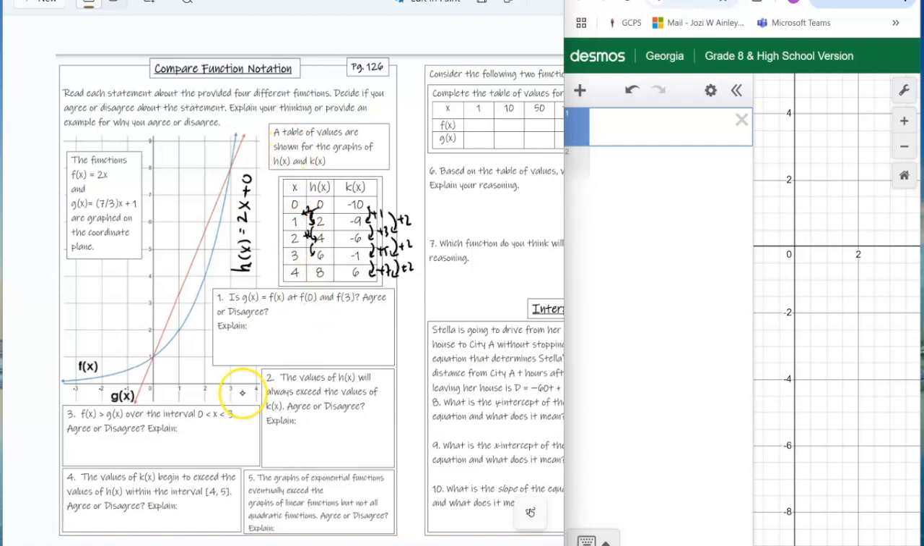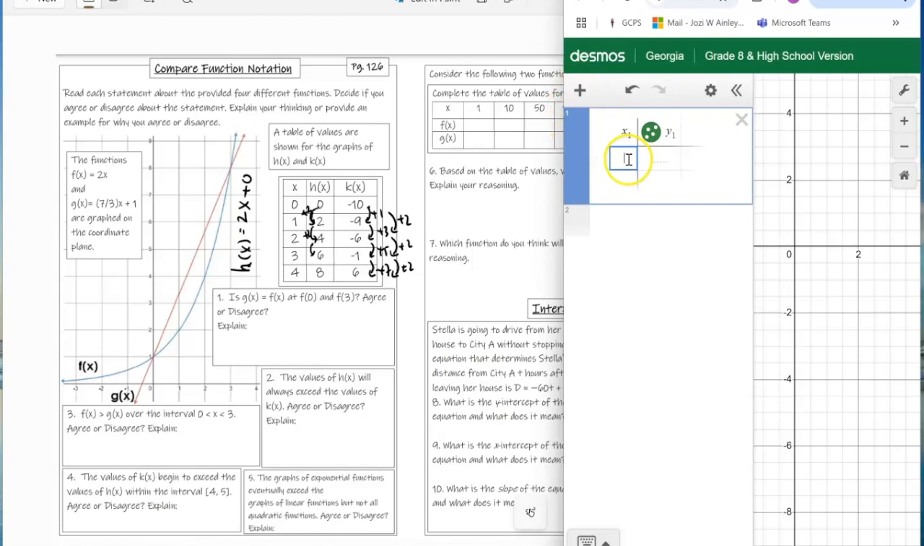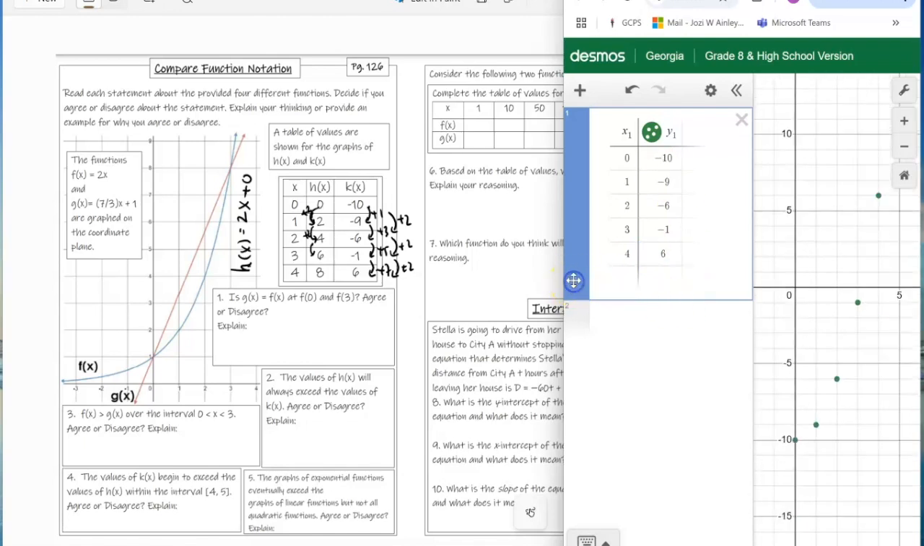But again, I don't want you to worry so much about quadratic, so what I'm going to do is put it in the table and remind you how to get this equation. So we're going to type it in, so it's 0, 1, 2, 3, 4, and it's negative 10, negative 9, negative 6, negative 1, and 6. All right, so we're going to zoom fit, click this. You can see it clearly looks like it's quadratic, but sometimes it could be exponential.